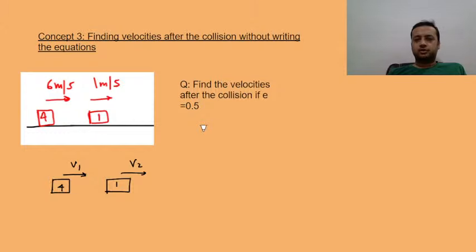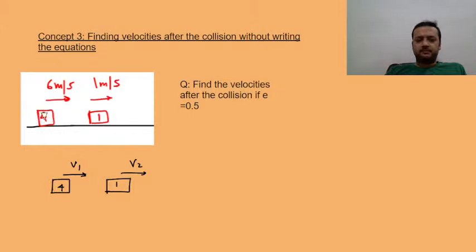That is velocity of separation after the collision divided by velocity of approach before the collision. That is equal to the coefficient of restitution. So these are the two equations that you are going to make, and using this you will be able to solve the question. So let's do this very fast.